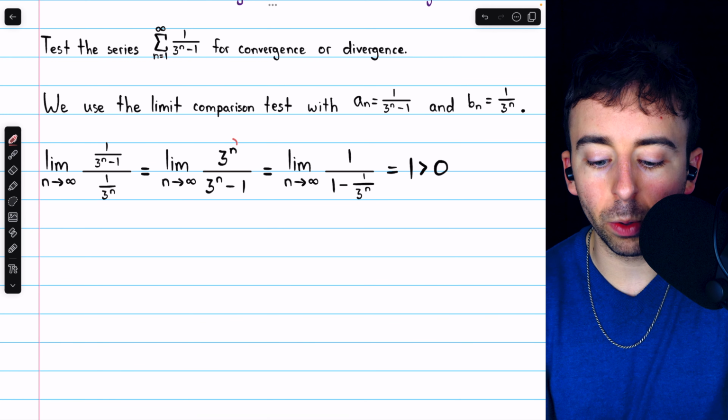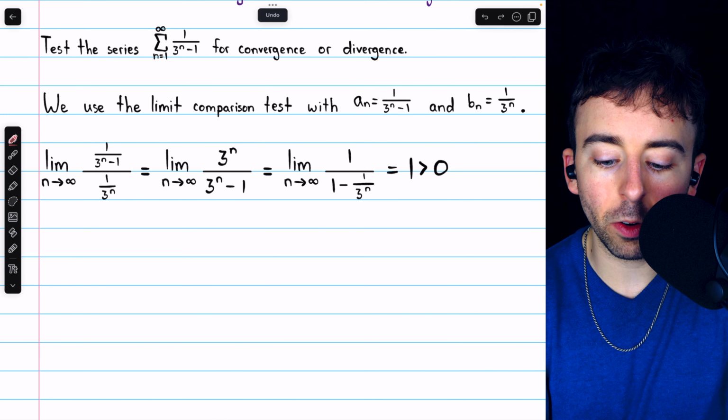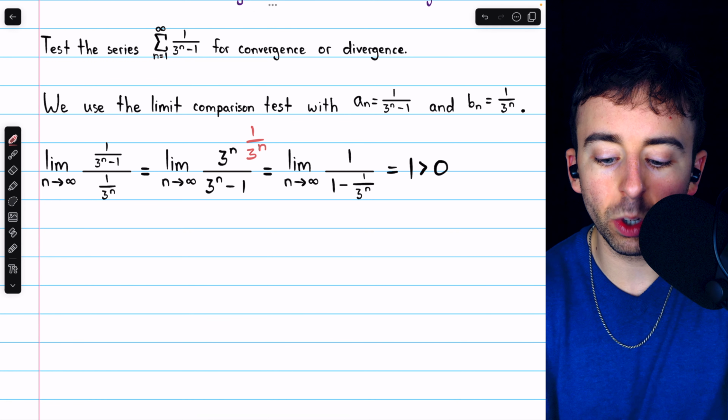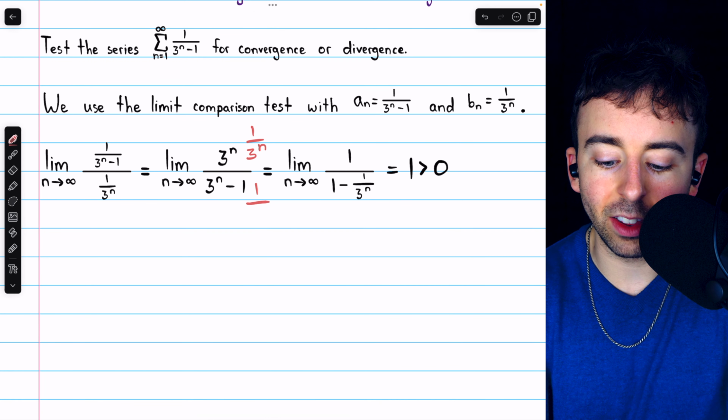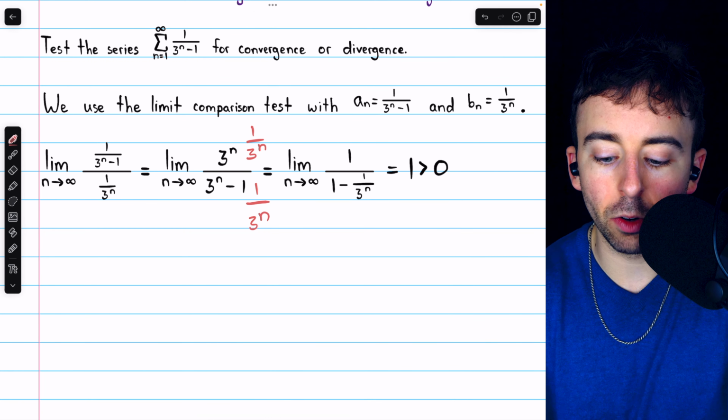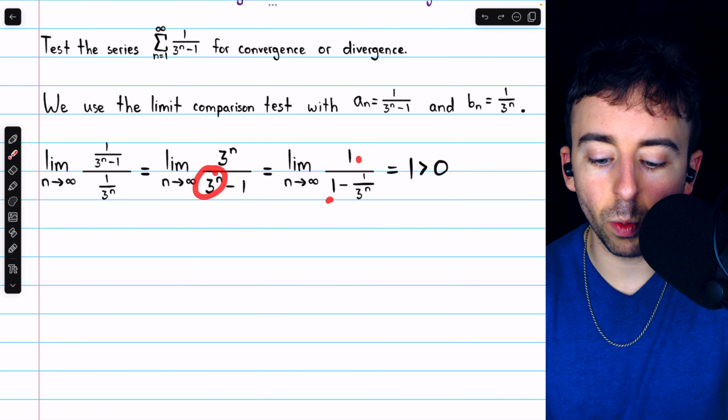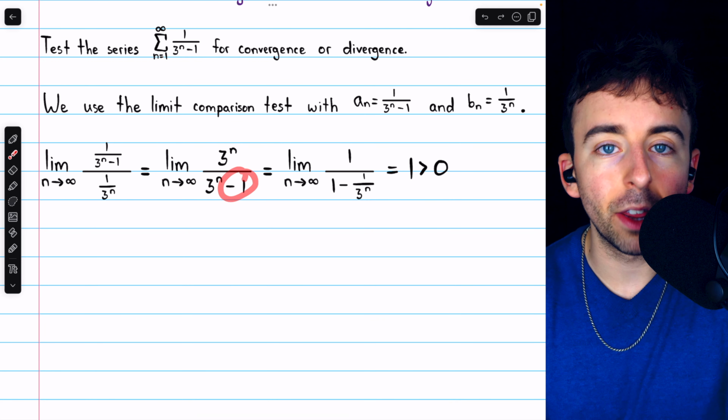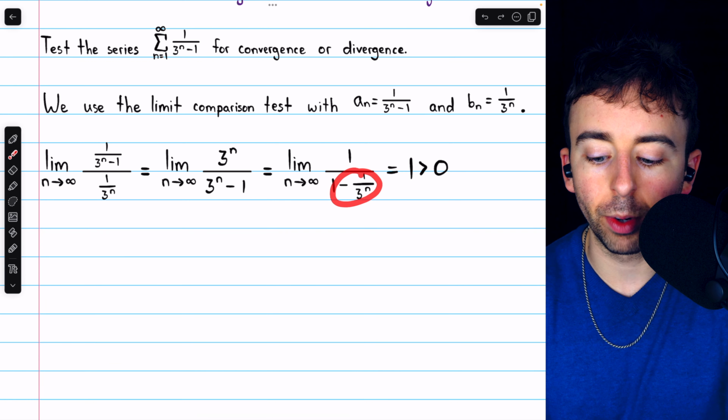Then, we'll divide both the numerator and the denominator by the dominant term, which is 3 to the n. So divide the numerator and denominator by 3 to the n, and that will simplify nicely. 3 to the n divided by 3 to the n is 1. And minus 1 divided by 3 to the n is minus 1 over 3 to the n.